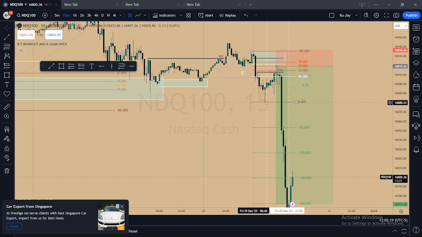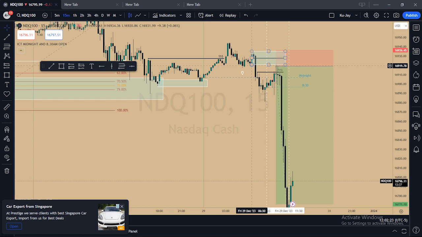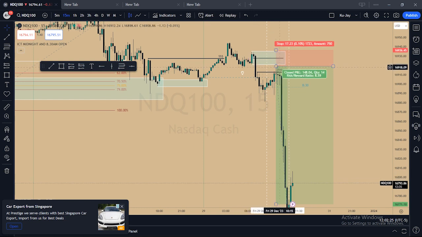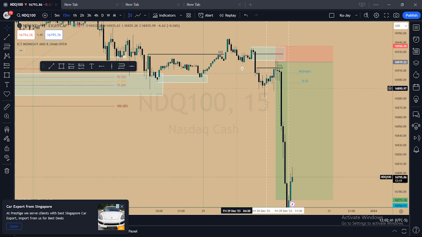If I remove the fib, the one close to the 70, I would put my sell limit here, then wait for price. So it was more like a 1:8 trade. I didn't take the trade. This is why I didn't take the trade: one, it's December, and two, it's the last day of December again, and it's a Friday.